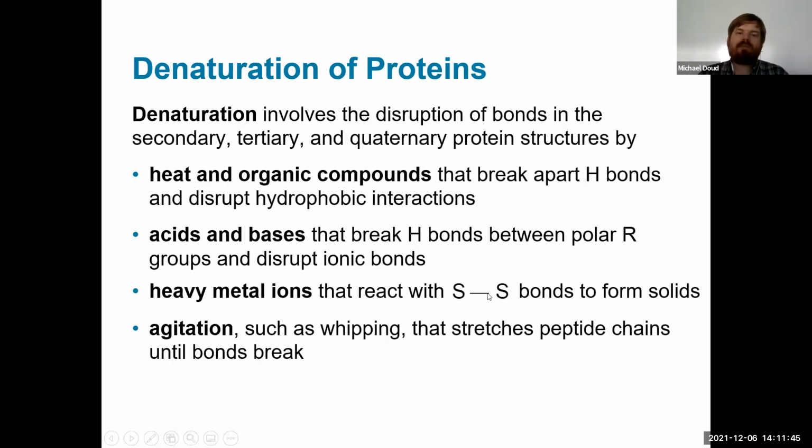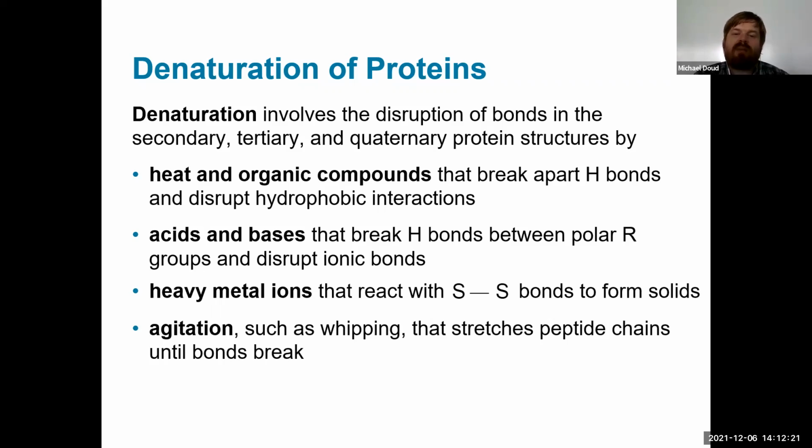Okay, let's talk briefly about the structure of proteins and how you can actually mess with the structure of proteins. And this brings up the idea of denaturation. Denaturation is the disruption of the bonds in the secondary, tertiary, and quaternary structures by a number of different processes. So the first one that does this is heat or other organic compounds can break apart hydrogen bonds and disrupt hydrophobic interactions. This is, for example, cooking. This is the difference between raw meat protein and cooked meat protein, is that it's been denatured by heat.